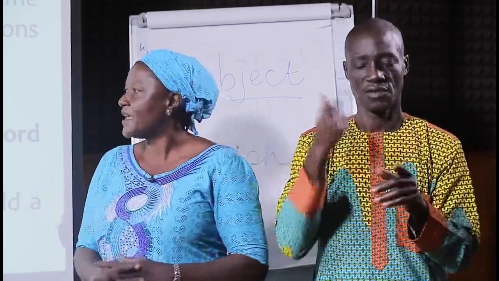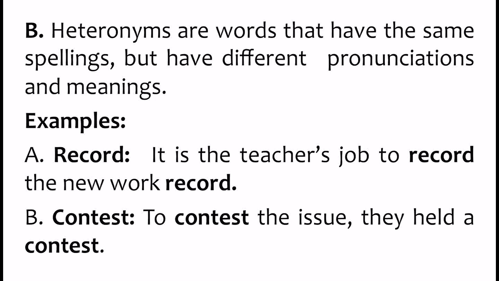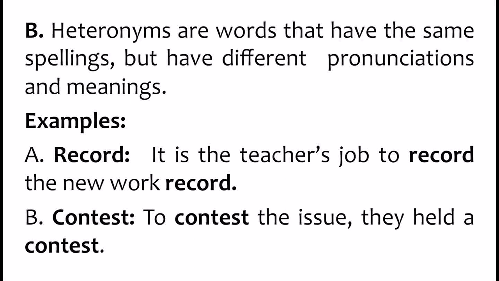For example, A. We have our word there, record. And the sentence says, it is the teacher's job to record the new word record. Same spelling, different pronunciation, different meaning. B, contest. To contest the issue, they held a contest.